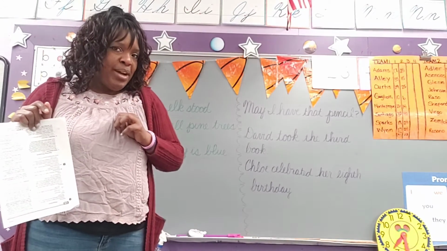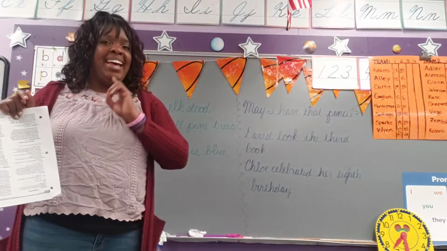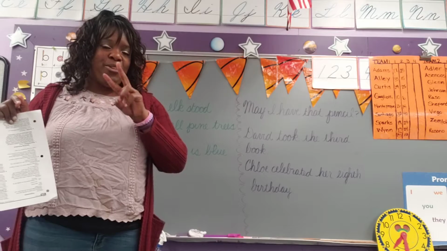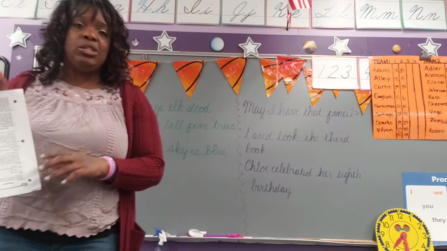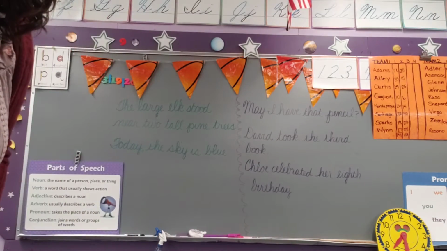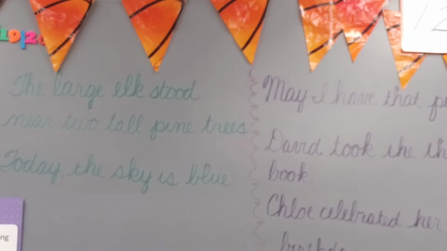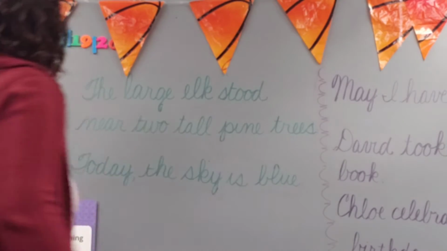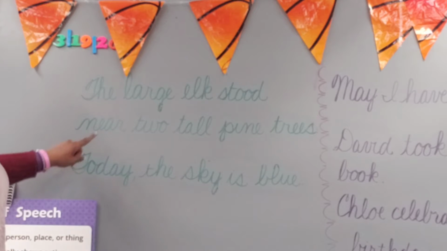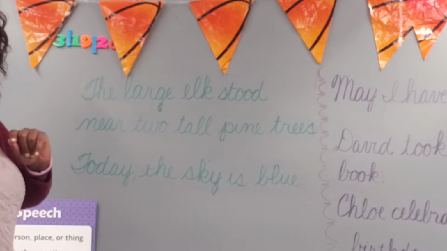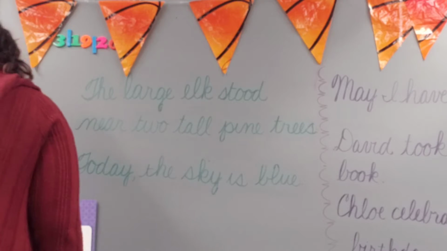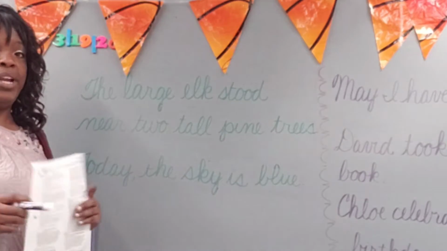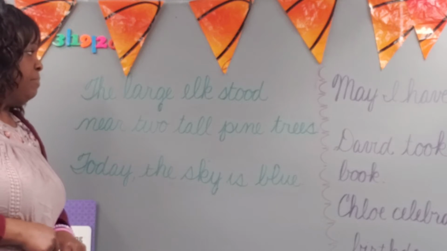Do you remember those 2 questions? Yes, I think you do. What kind and how many are the 2 questions that we ask. Well, let's look at the sentences that we have on the board and see if that will help us to remember what we went over yesterday. The first sentence says, the large elk stood near 2 tall pine trees. So what I want you to do is look, where should our subject predicate divide be?